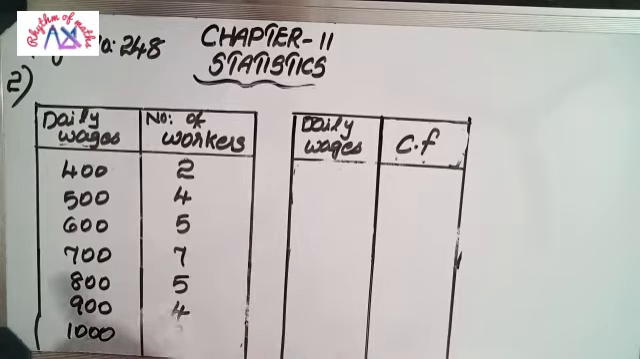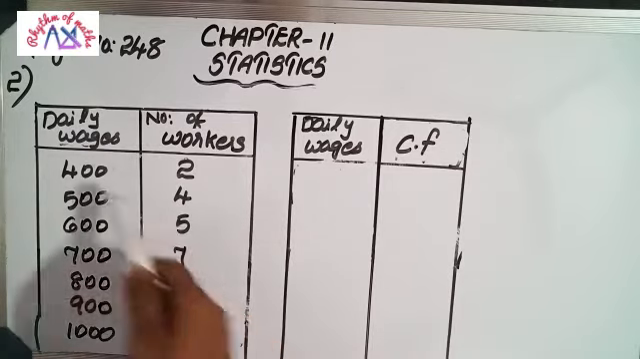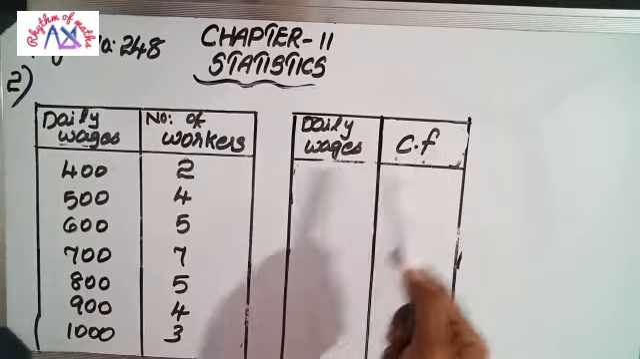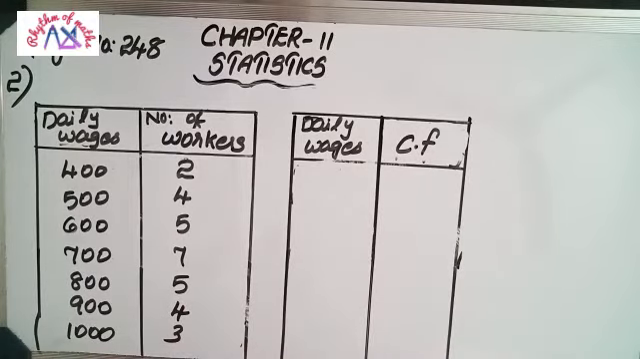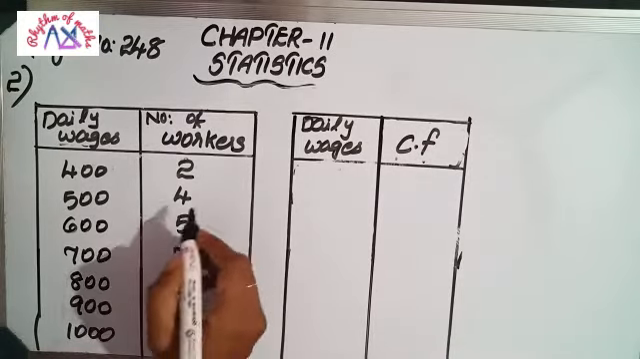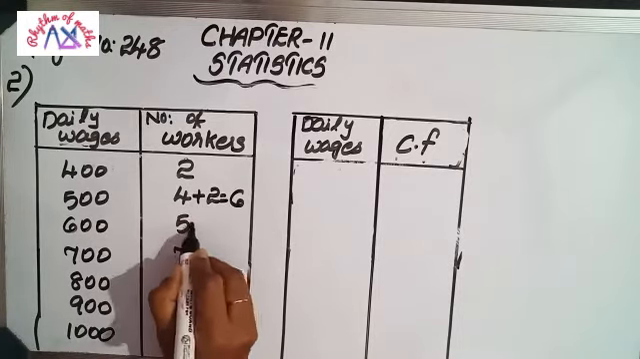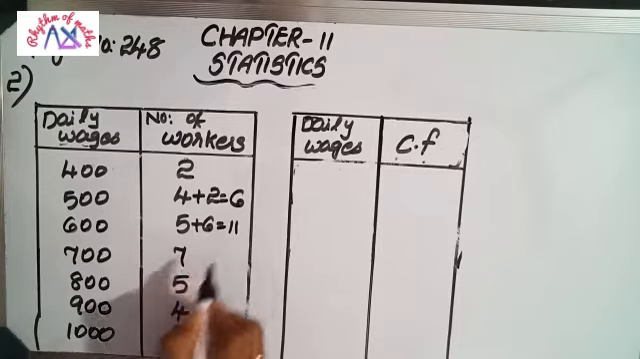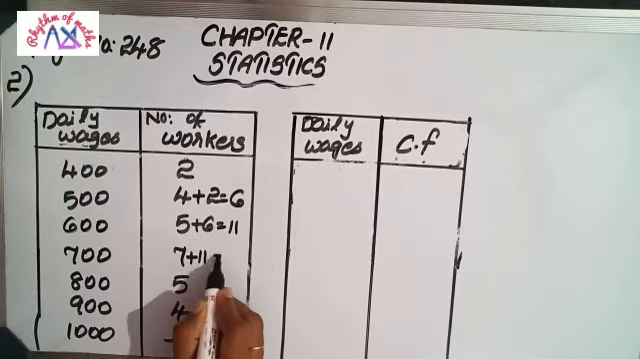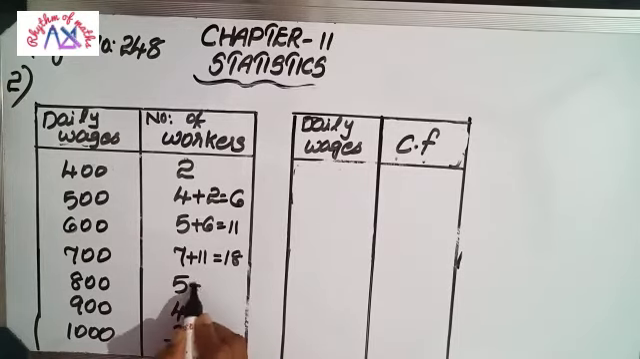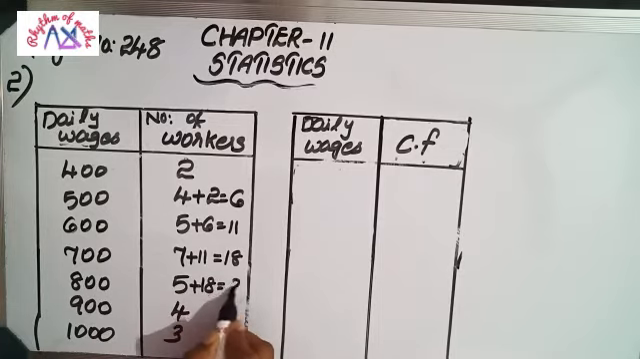So in the second box, we have to write in the first column daily wages, and the second is cumulative frequency. Okay, that is the method. So first find the cumulative frequency. So here 4 plus 2, that is 6. Then 5 plus 6 equal to 11. Then 7 plus 11 equal to 18. Then 18 plus 5 equal to 23. Then 23 plus 4 equal to 27. Then 27 plus 3 equal to 30.